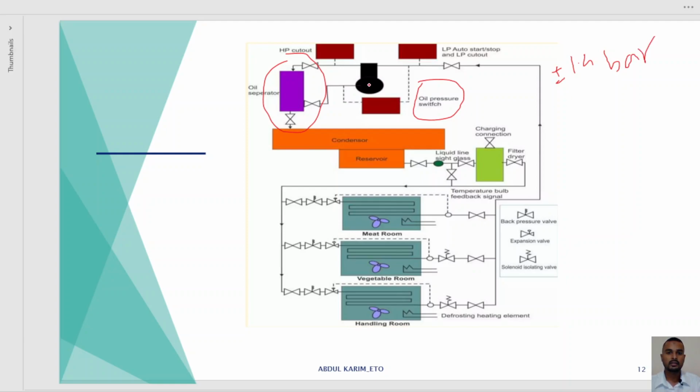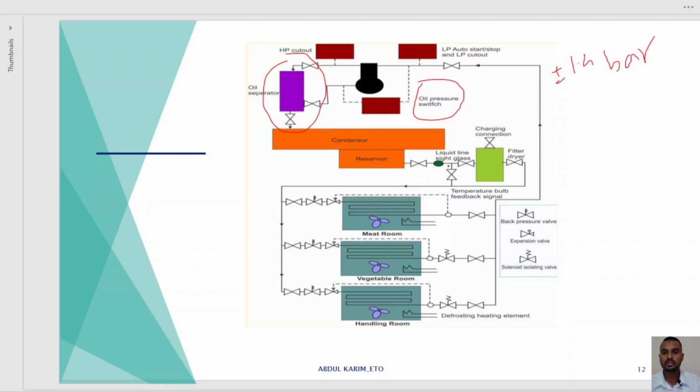Okay, again, this is a high pressure cutout, this is the low pressure cutout. There we see an oil separator. Why is the oil separator used? If any oil particles from the compressor chamber come into the refrigerant, the oil separator separates this oil and passes it to the compressor again. Then the refrigerant will go to the condenser and it is condensed by seawater. Then we can reserve it in the reservoir.